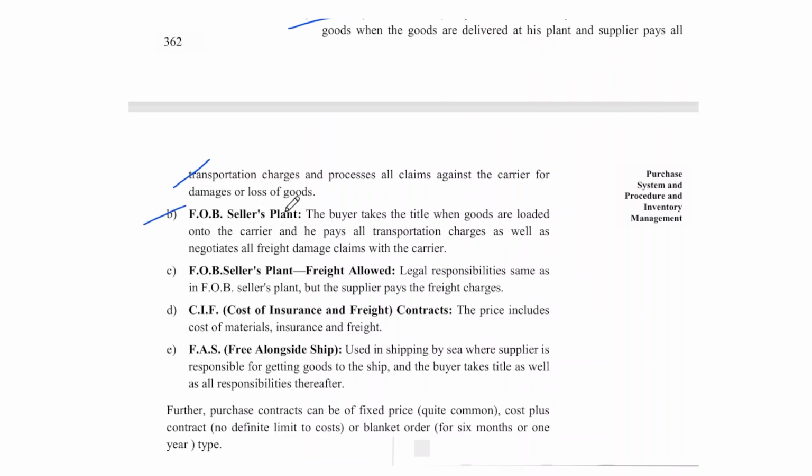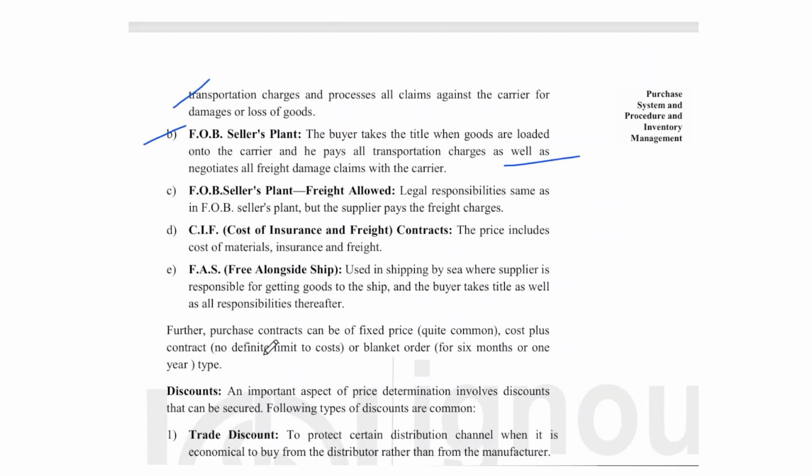FOB seller's plant means the buyer takes the title when goods are loaded onto the carrier, pays all transportation charges, and negotiates all freight damage claims with the carrier. And FOB seller's plant, freight allowed: the legal responsibilities are the same as in FOB seller's plant, but the supplier pays the freight charges.